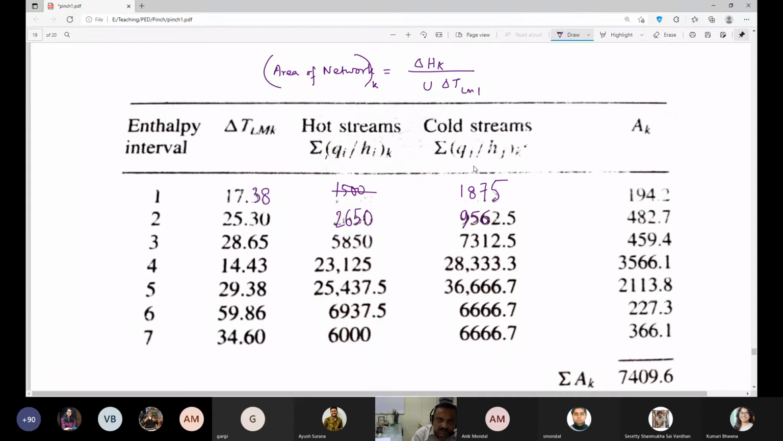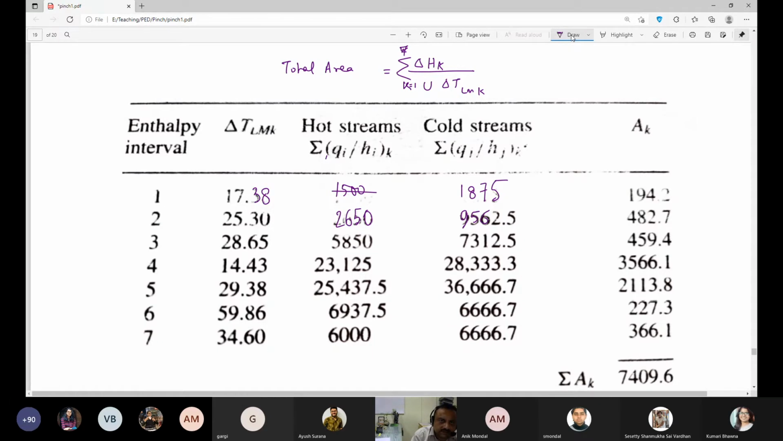And then I have to write delta T LM of kth segment. Now, if I do it for the total, then the total area is equal to delta H_k, and in that case you will have a summation. You can bring this outside the summation, with k running from 1 to all the possible intervals, right? So k is running from 1 to 7. That is what you need to look into.